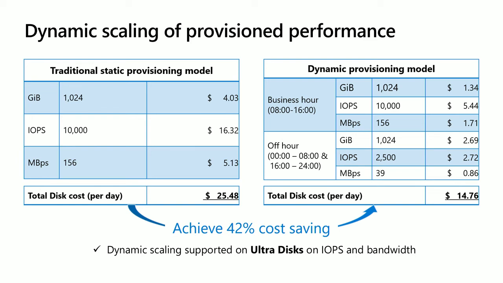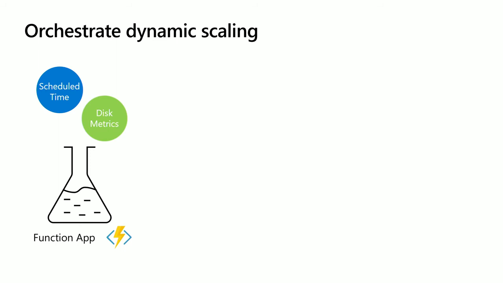Dynamic scaling is now supported on Ultra Disks. You can scale both your IOPS and your bandwidth. I hope by now I'm able to convince you that dynamic scaling can give you potential savings. Your question will be, how can I orchestrate that? There are different ways to do this. Here we are going to recommend using Azure Function App. You can set your triggers either based on schedule time or disk metrics.